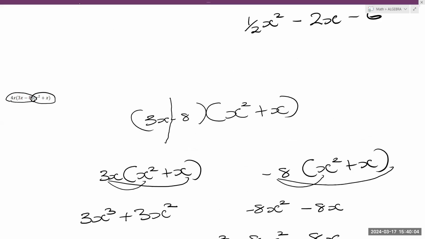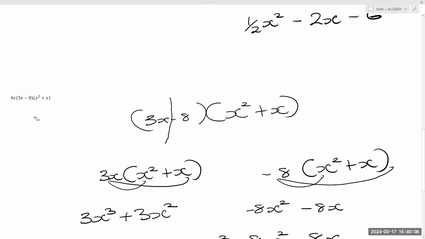You could also, if you want to do it the other way, you will still get the same answer. If you want to multiply 4x with 3x minus 8 first, and then when you get your answer, multiply with x squared plus x, it's also fine. Like my teachers used to say, there are so many roads to the market. As long as they all lead you to the market, it's fine.